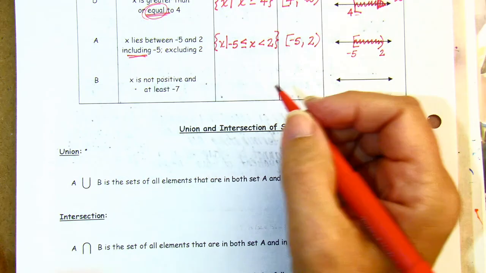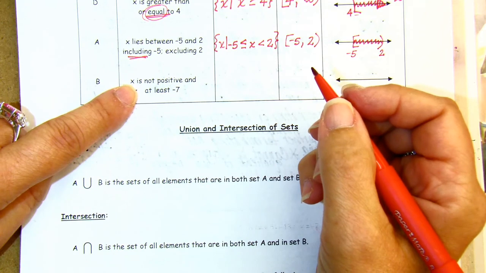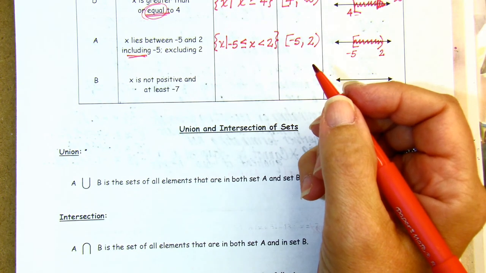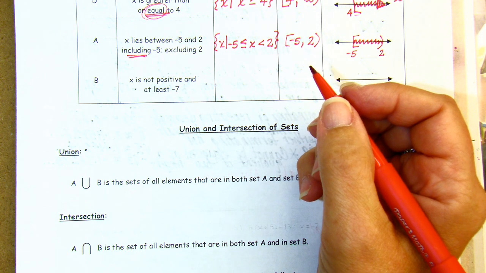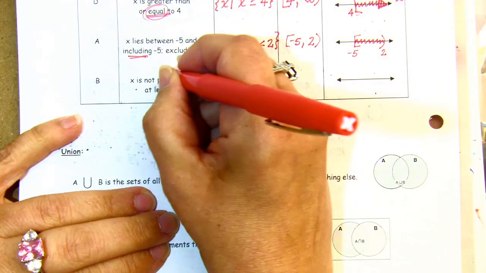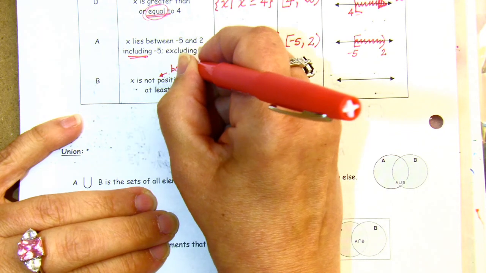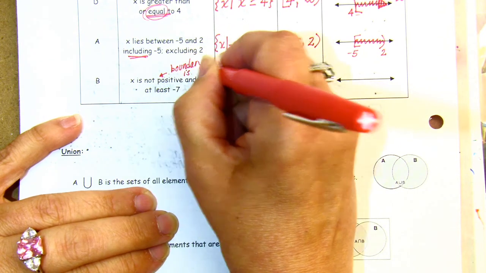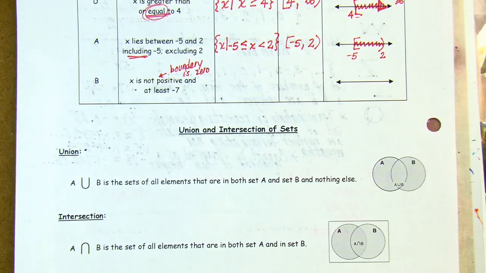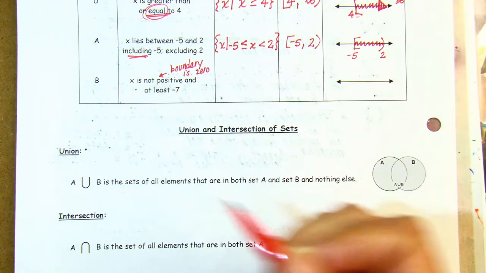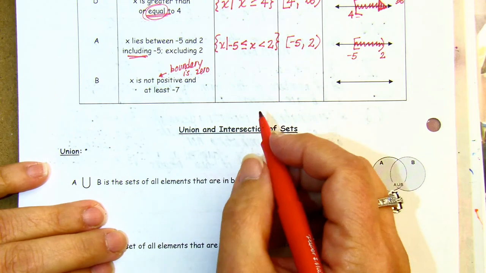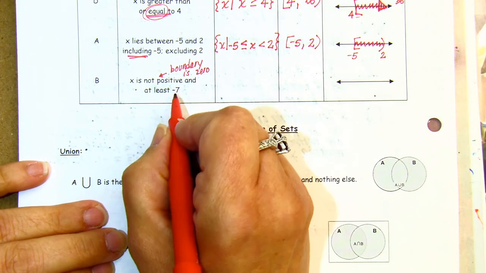Okay, so set B says x is not positive. What number on the number line is not positive? 0. 0 is not positive, so that's my boundary. The boundary is 0. Okay, so I know it's not positive. If I include the 0, is 0 not positive? Yeah, 0 is not positive, so 0 is included. And it's at least negative 7, so I really am in between negative 7 and 0. Remember, negative 7 is less than 0.